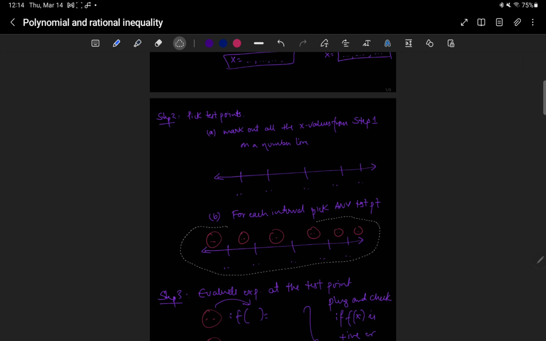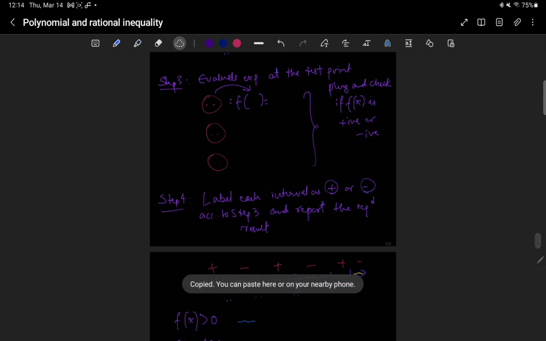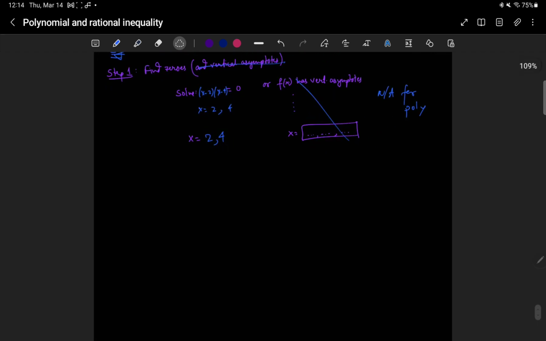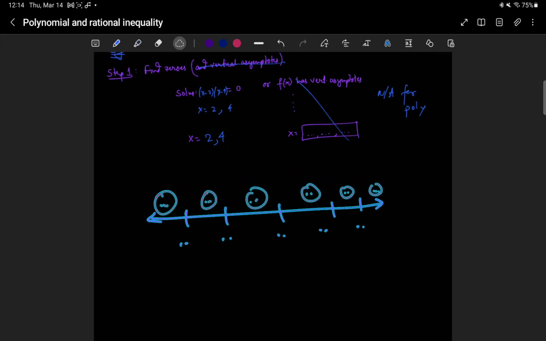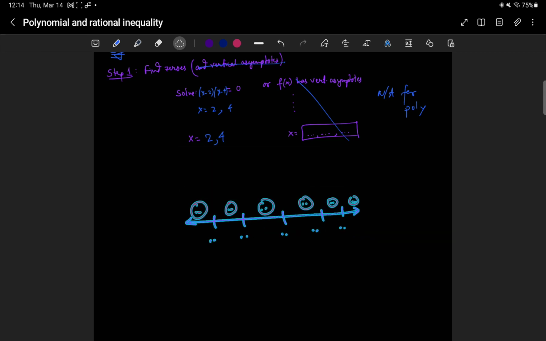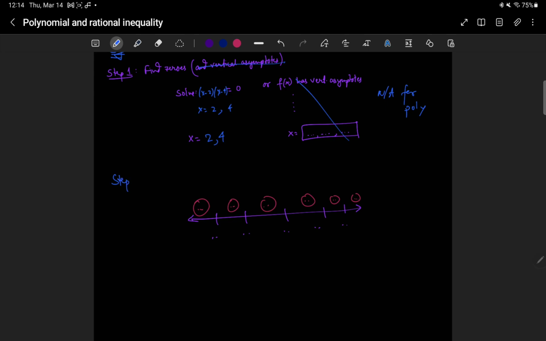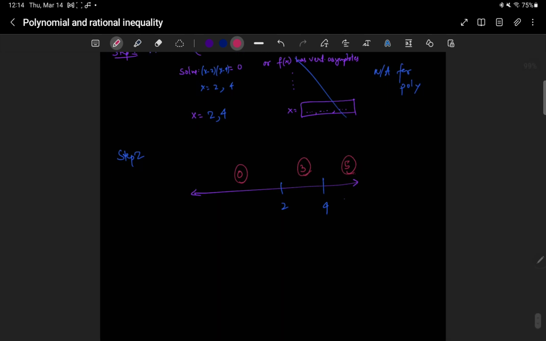Step 2 had me mark all of these points on a number line and pick test points. So let me write that. And again, I'm not going to need all of these things. I don't need so many tick marks, so I'll just pick whatever ones I need, which in my case is 2 and 4. So I need 3 test points. 0 is a number that's less than 2. 3 is one of the numbers between 2 and 4. And 5 is over here.